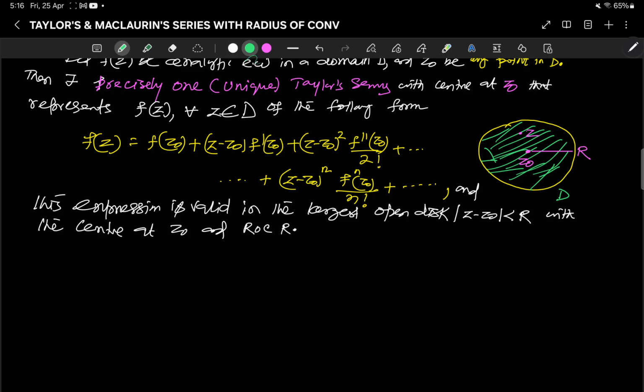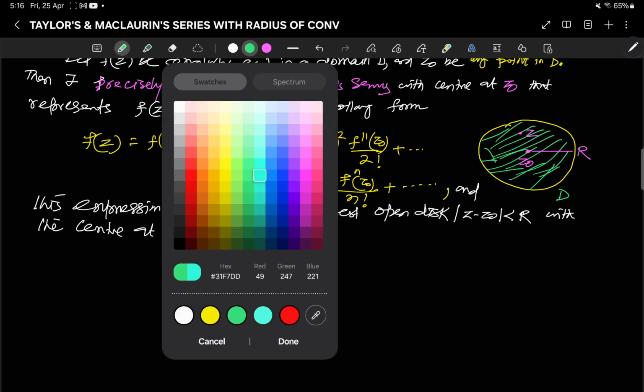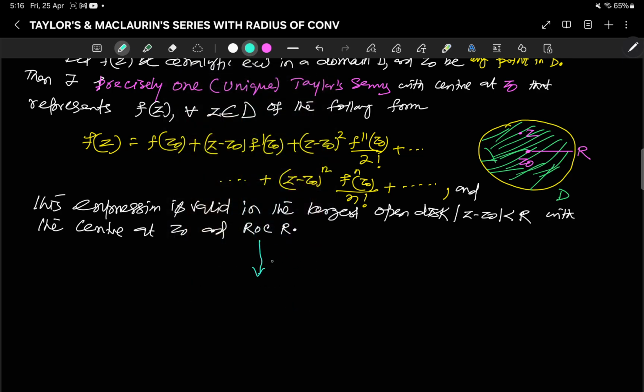Now to make this series simple, if I put z minus z0 equal to u, then in view of that, what will be my power series? z is equal to u plus z0, so this will be my f of u plus z0, which will be f of u plus u f dash u.